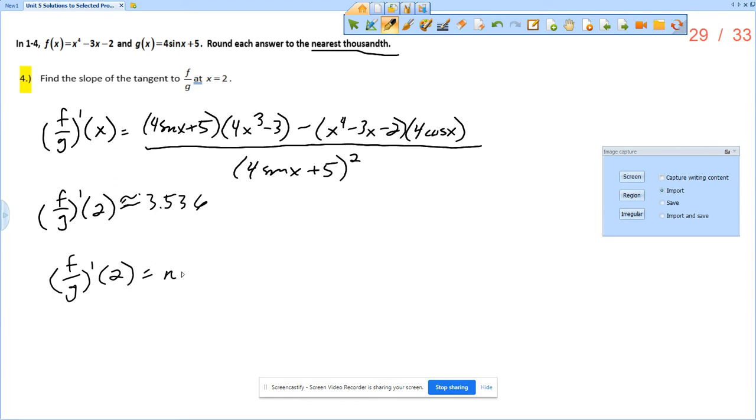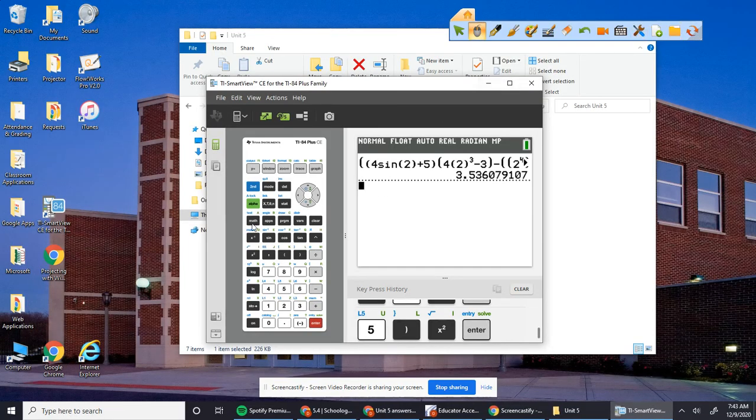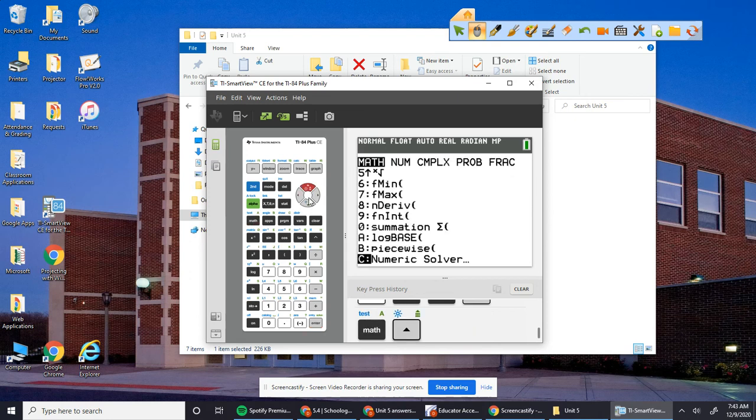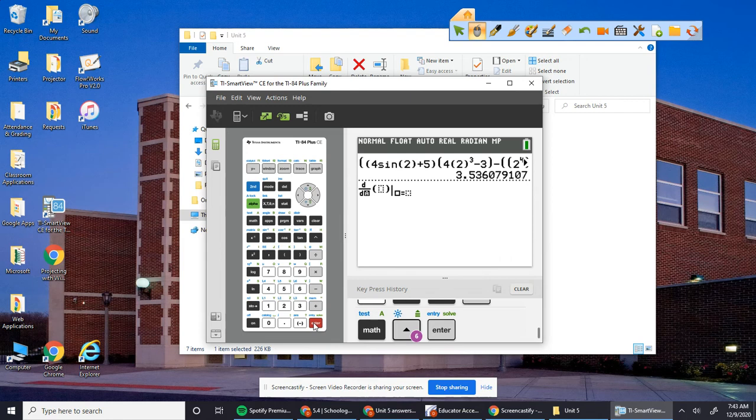So we want to find the nDeriv button. Remember, depending on which calculator you have, you're either going to type in f of x divided by g of x comma x comma 2, or you're just going to plug it in. So I'm going to go to math, and you'll see down here I have the nDeriv button. Now I have this calculator, so we're taking the derivative with respect to x of the function f of x over g of x.